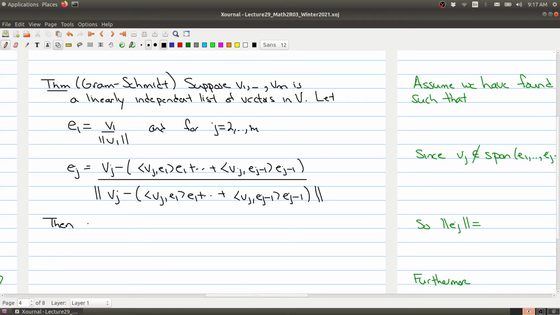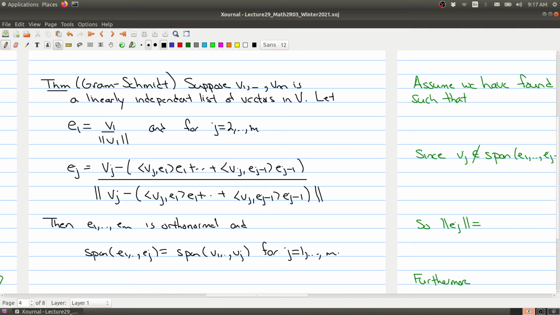Okay. Then, what's our conclusion? Then E1 up to Em is orthonormal, and the span of E1 up to Ej is equal to the span of V1 up to Vj for j going from 1 to m.